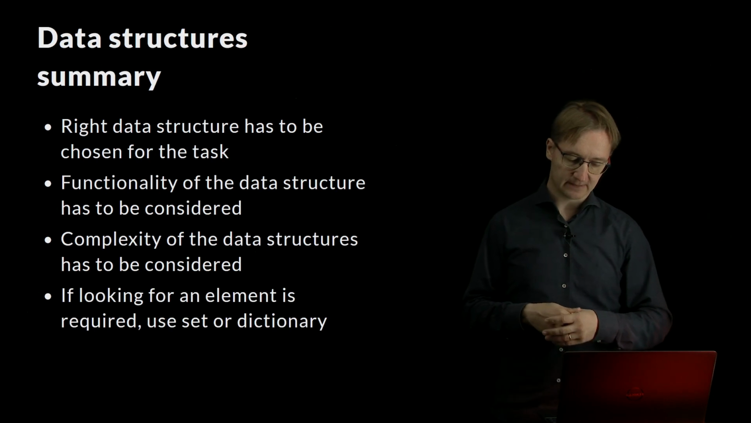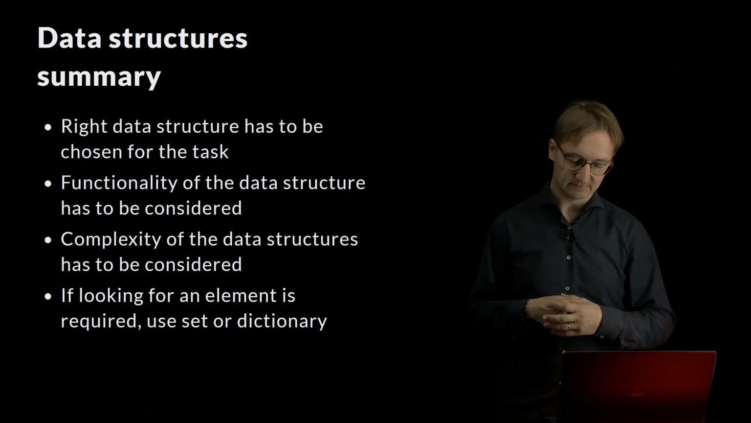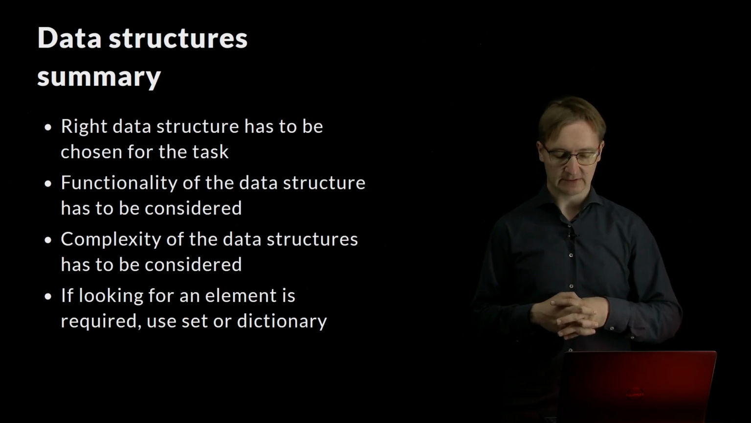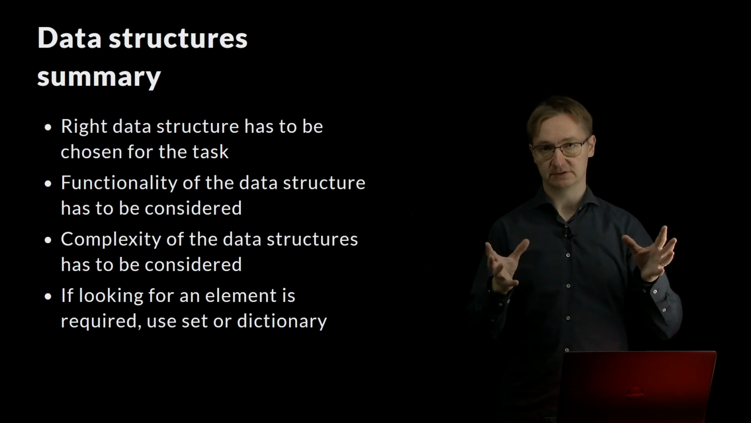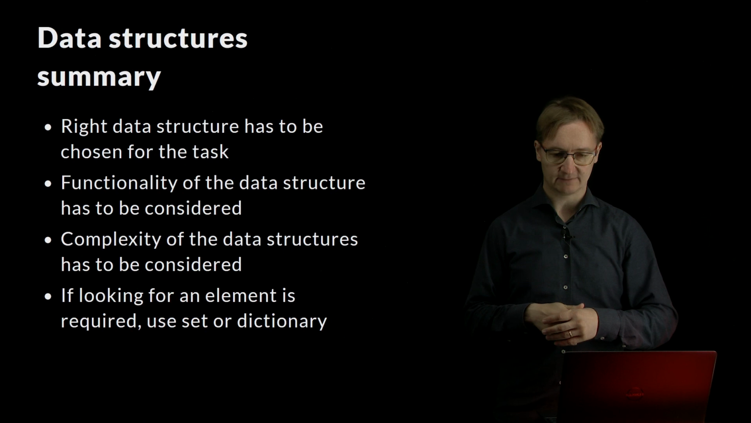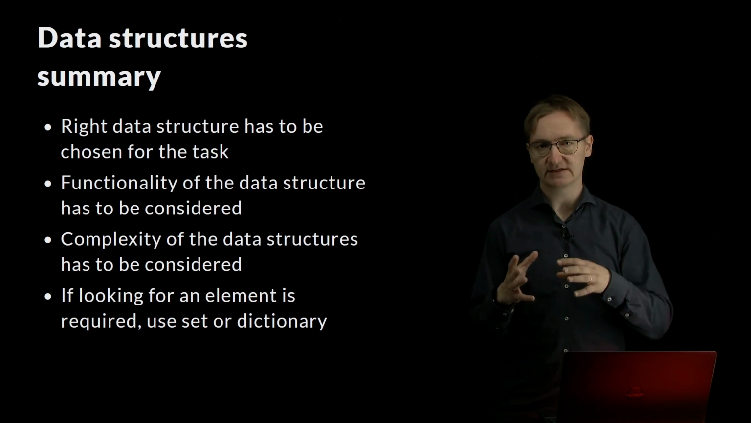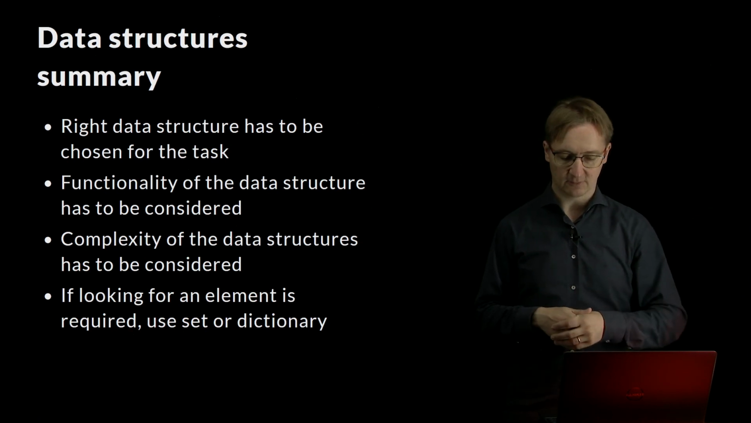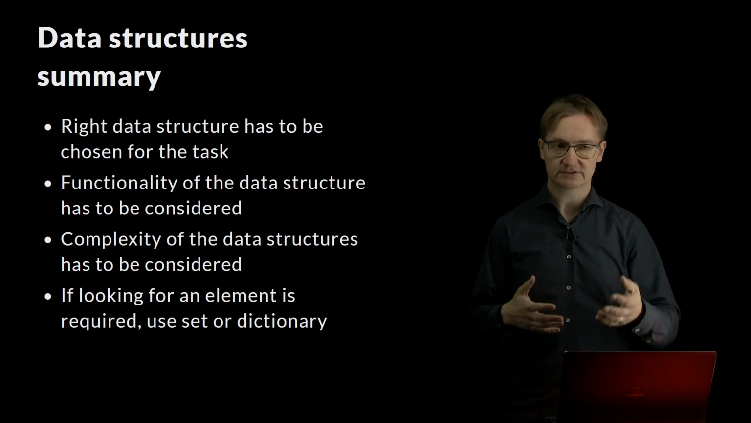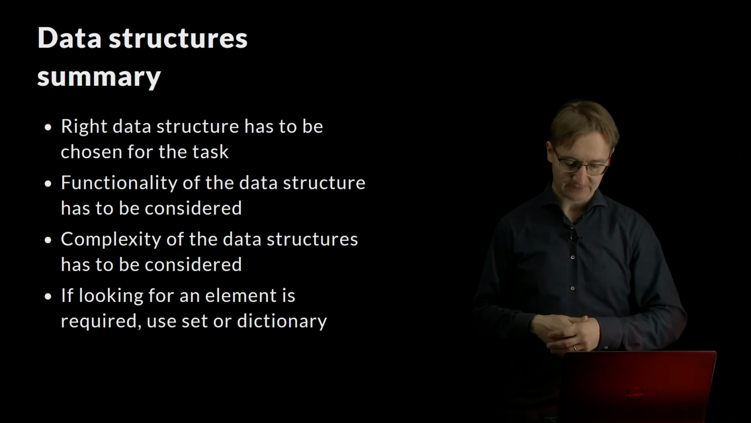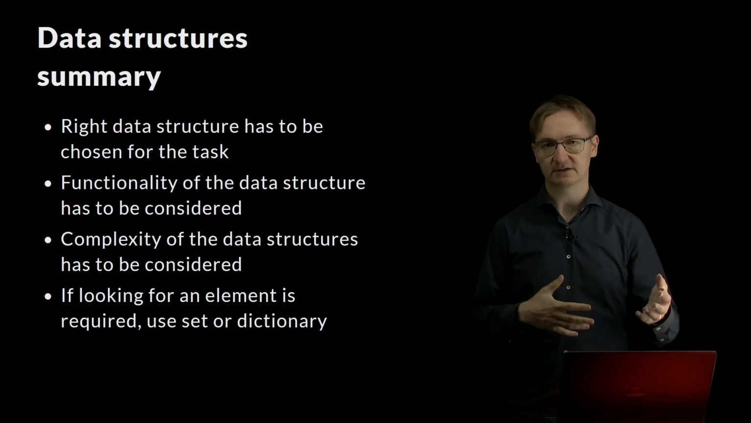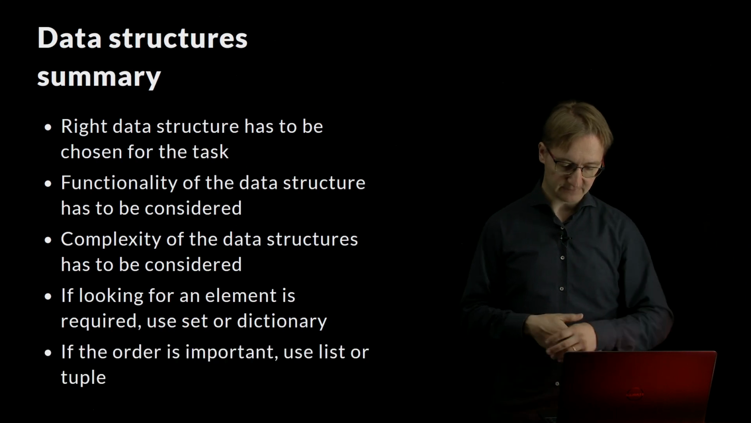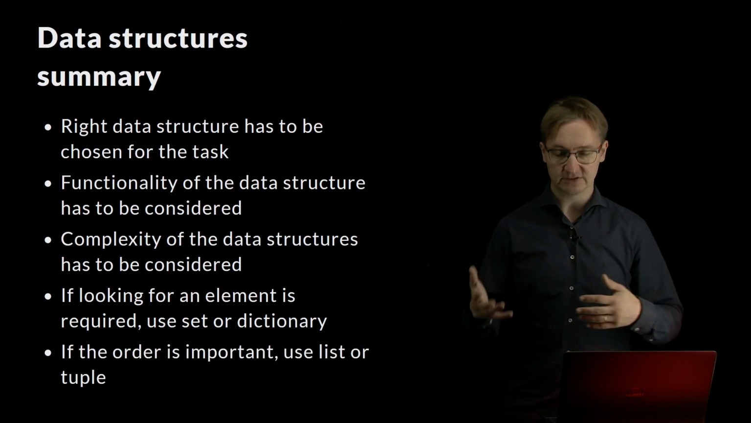So for example, if we are looking for an element, then a set or a dictionary is the way to go. In a set you can just have elements, but in a dictionary you can also have mappings to those elements. But actually keys in a dictionary are quite the same as elements in a set. So often you can even use dictionary keys as a set. But of course, if you don't need the mapping, then maybe a set is an easier way to go. And if the order is important, then you probably have to use a list or tuple.